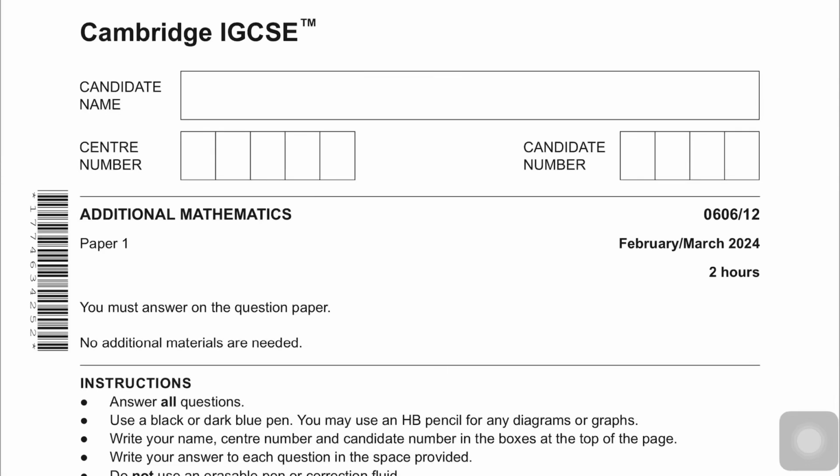Okay, so my name is Bilal, and today we'll be solving Additional Mathematics Feb/March 2024 variant 1 2, that is of 2 hours and it is of paper 1.